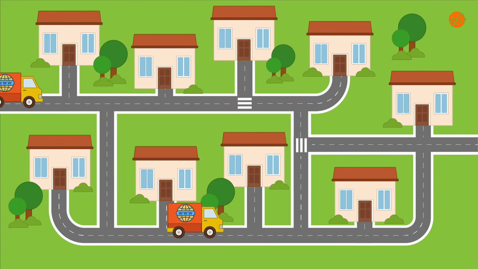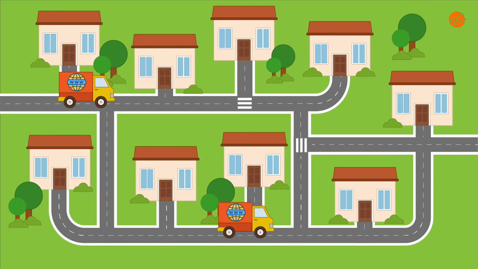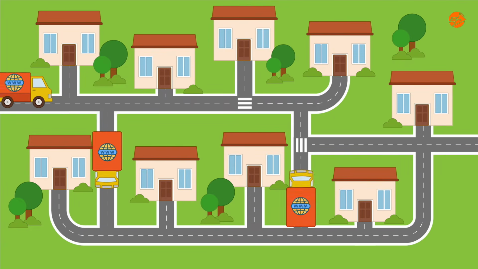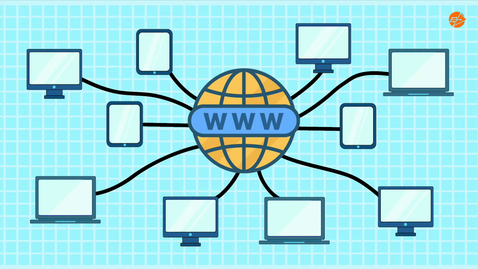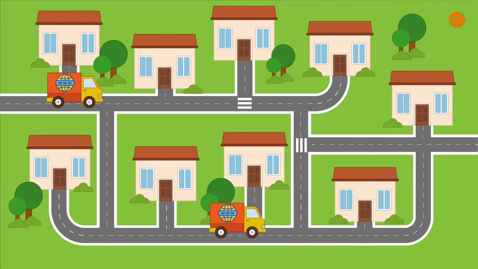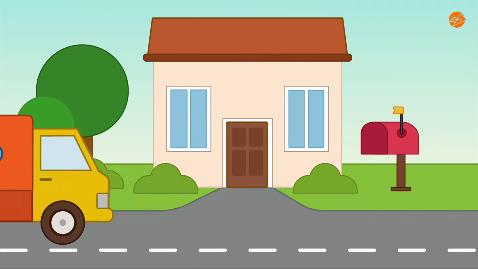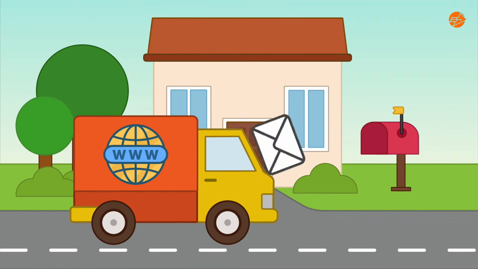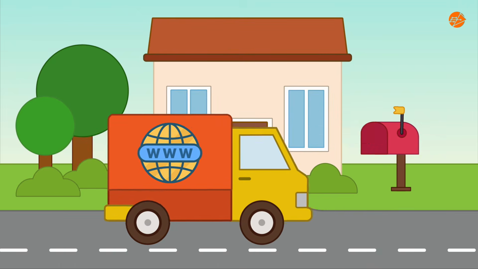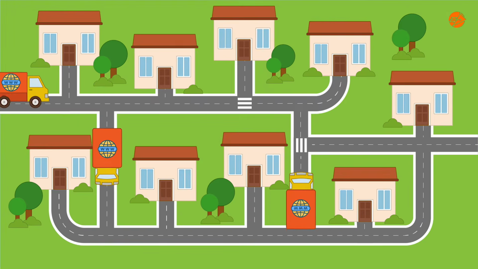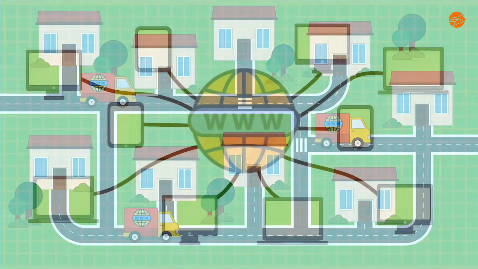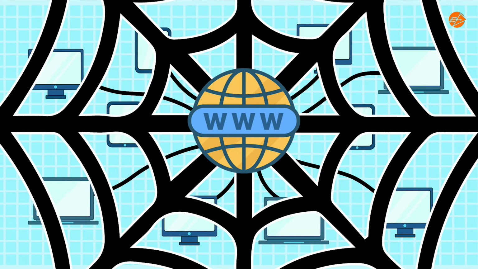Let me explain. Imagine the internet as a giant road system that connects computers all over the world. Now, imagine all your different devices as houses and buildings connected by the roads. What travels on those roads? Little delivery trucks carrying information from one computer to another. When you zoom out and look at it all, it kind of looks like a web, doesn't it?